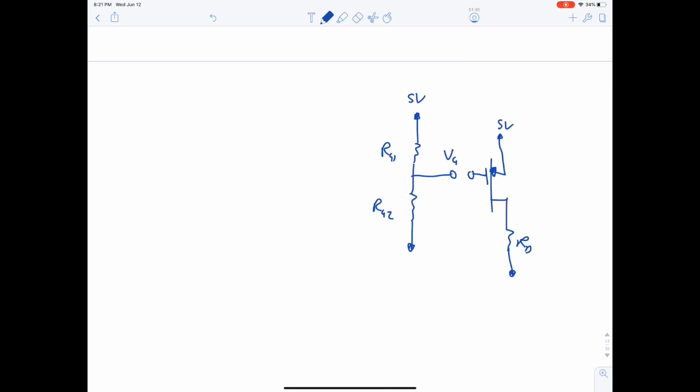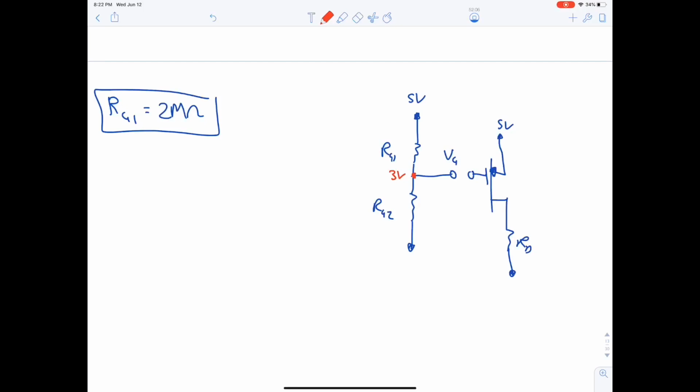Anyhow, so here in order to find RG2 or RG1, we need one of the resistors. Let's assume the question said RG1 is equal to 2 mega ohm. Now we need to find RG2. How do we find it? We already know that VG is 3 volt. So what can we do? We can do voltage division.